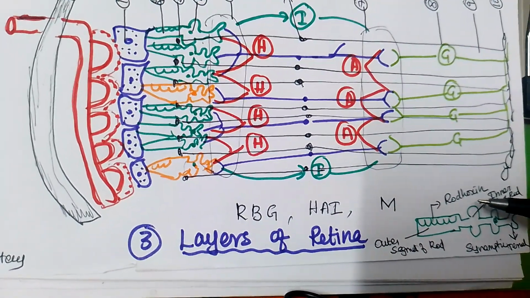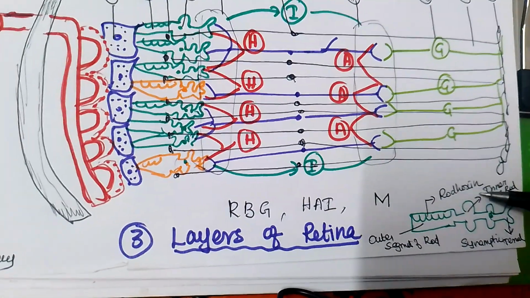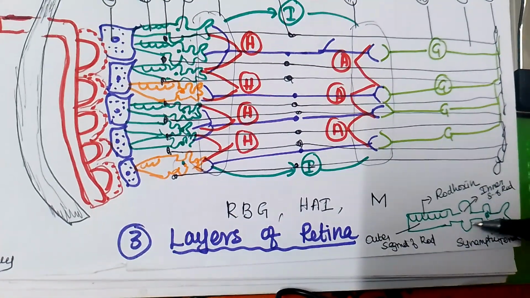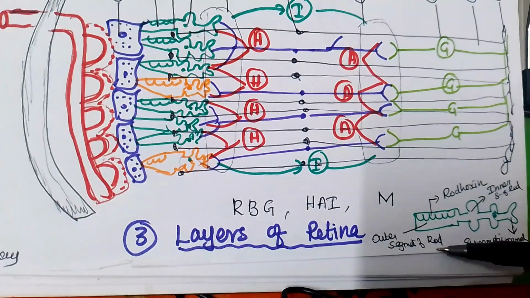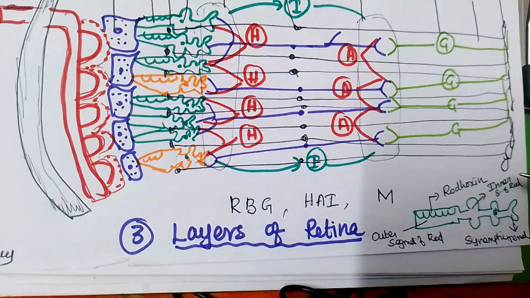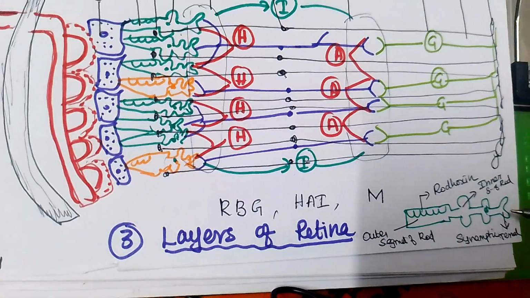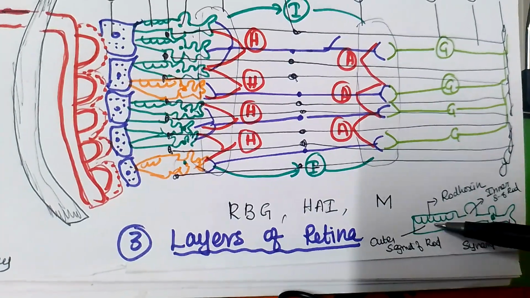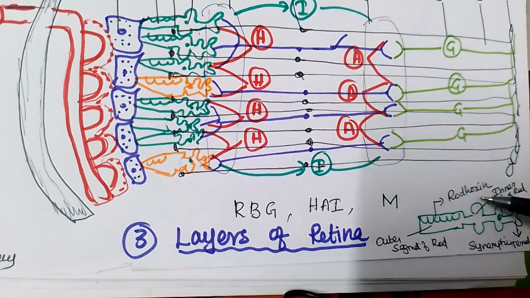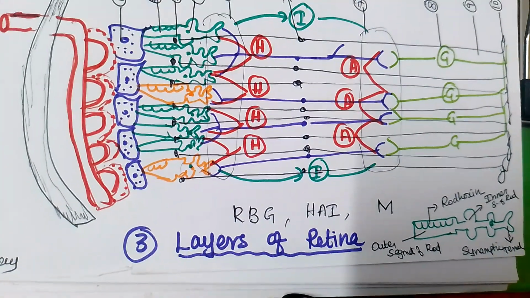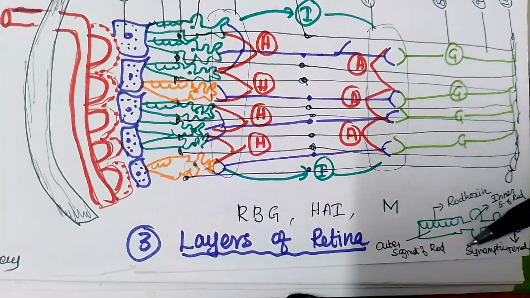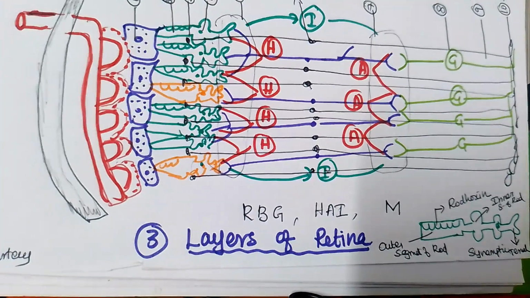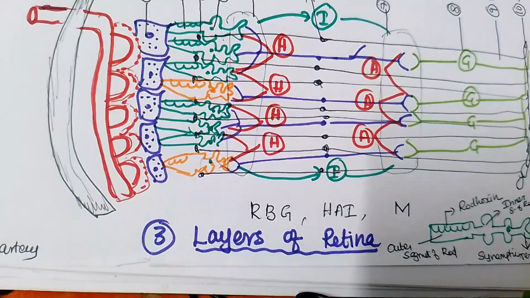The pigment present in the rods is called rhodopsin. This is the structure of a rod. This is the outer segment of the rod. This is the inner segment of the rod. This is the nucleus. This is the synaptic terminal. Cones are cone in shape. Nearly 100 million rods are present. Cones are 5 to 7 million in the retina.